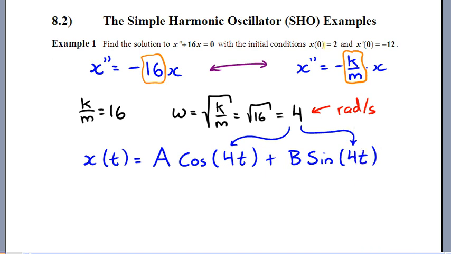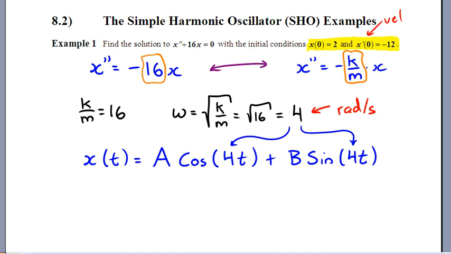And the release is actually explained here. It says that at the beginning of the day, we're going to hold this thing at position 2, so it's 2 units above equilibrium. Also at the beginning, we're going to throw it downwards at 12. It's got an original velocity, right? This is just saying there's going to be a velocity at time 0 of negative 12.